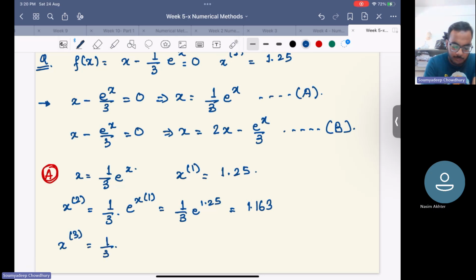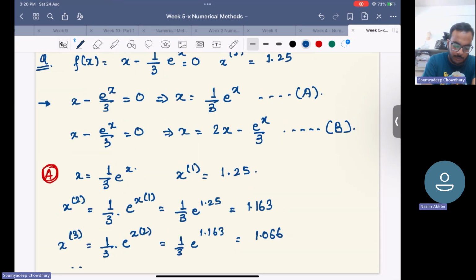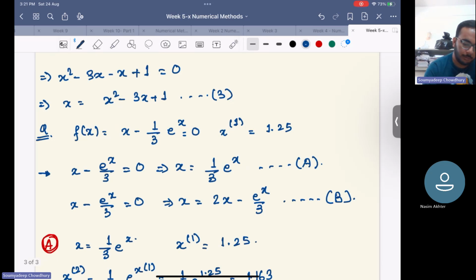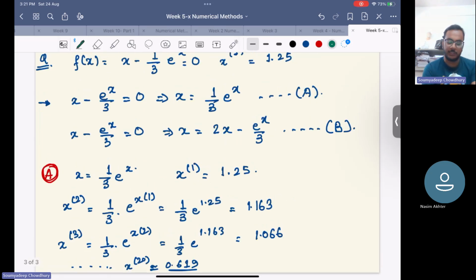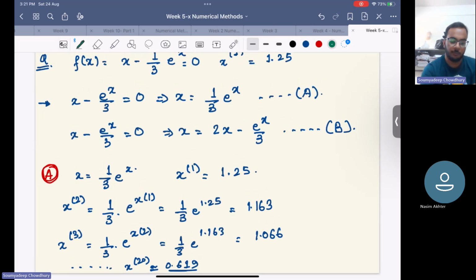So third will be 1/3 e to the power x of 2, so it will be 1/3 e to the power 1.163. So it is around 1.066. Like this, if you continue up to say 20 iterations, which I have basically done in MATLAB, it is coming around 0.619. If you find out the roots of this equation by any programming technique, you can find that there are two roots of this equation, right? One is 0.619, another is 1.512. These are the two actual roots of the equation. So you can see here, if I take this form of the function, x equal to e to the power x by 3, using this recasting function we are gradually converging to one of the roots, which is 0.619.